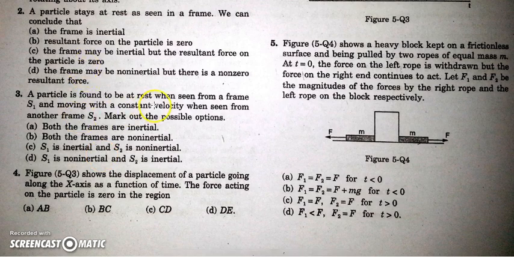A particle is found to be at rest when seen from a frame S1 and moving with a constant velocity when seen from frame S2. Mark out the possible options. The acceleration of the particle is zero from both frames, so we can say the acceleration of frame 1 with respect to frame 2 must be zero. So either they are both inertial frames or both are non-inertial frames with the same acceleration. So options A and B are correct.